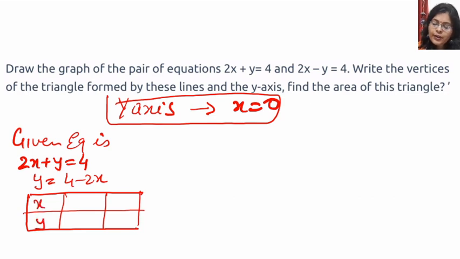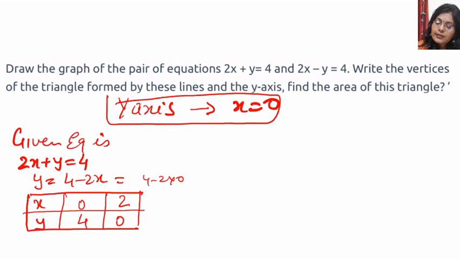Putting a value of x equal to 0, what do we get? 4 minus 2 into 0 is 4. So we have got the value 4. Then we will put the value 2, and what do we get? 4 minus 2 into 2 is 4, so we get 0.